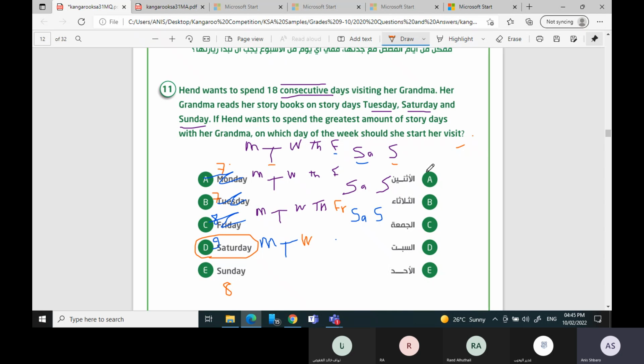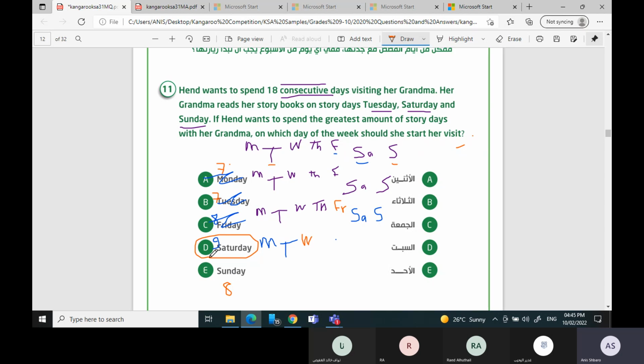Okay, quickly guys, I'm going to say that we just tested all days because we know that each week is of 7 days, of course, and then which day is better, because the stories are only given on Tuesday, Saturday, and Sunday. So we tested and we found that Saturday gives the most.